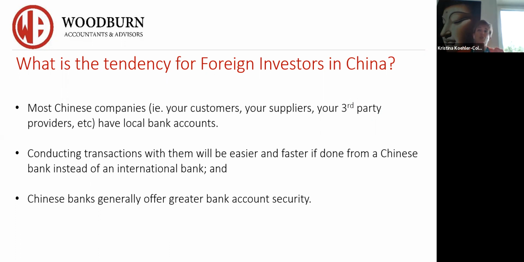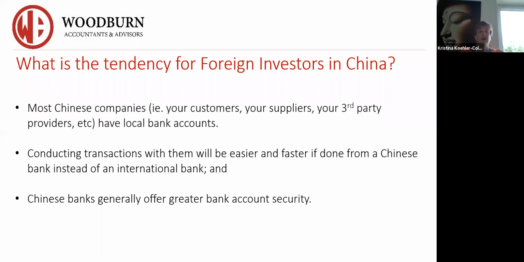Once you realize that your customers are also using local Chinese banks, so the third parties that you're collaborating with, whether it's logistics providers, suppliers, customers, they will have the tendency to also be working with local Chinese banks. And that just means that the transactional time frame will be faster than if you are paying out of an international bank or paying into an international bank. Again, things have improved dramatically, so I am generalizing quite a bit here, guys, but that is the tendency, okay?